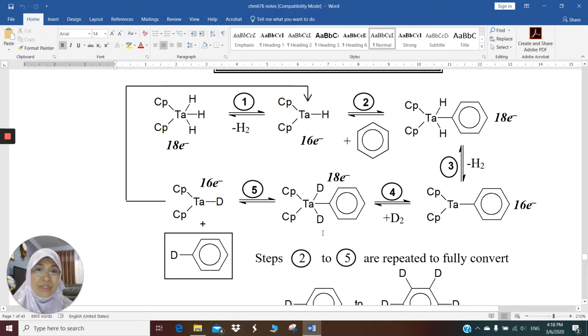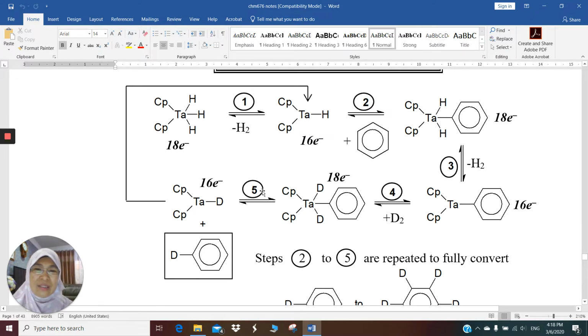So you have this 18 electron species. If you still recall, how do you count 18 electrons? Where is tantalum? What is the oxidation state of tantalum here? I would like you to try and count the electrons in here. If you have any problem, please go through your notes again and see how you count the tantalum.